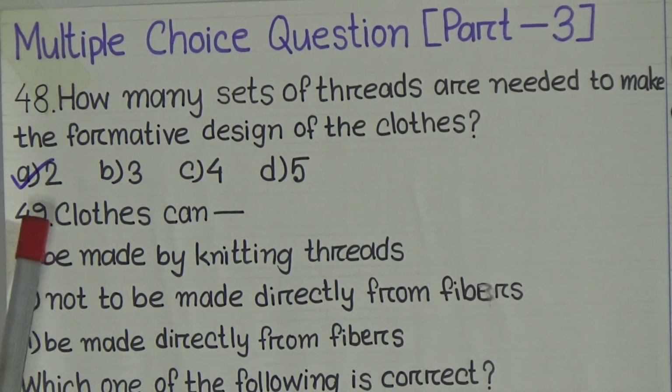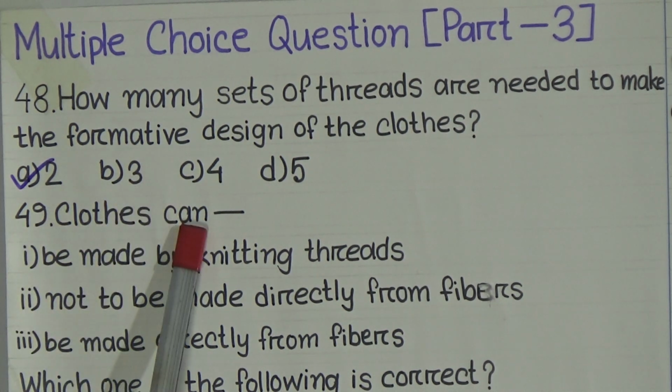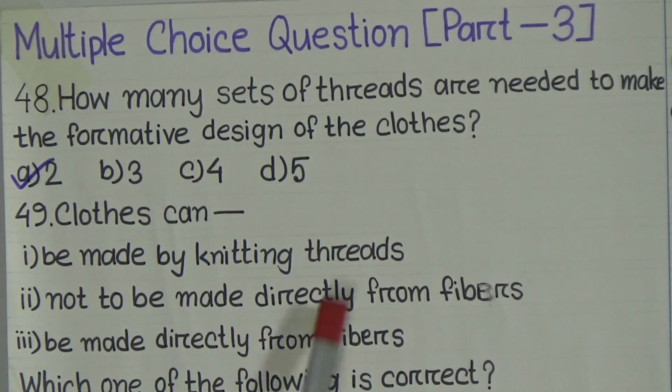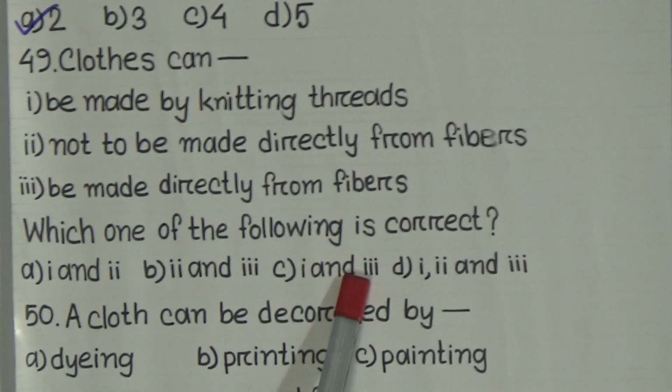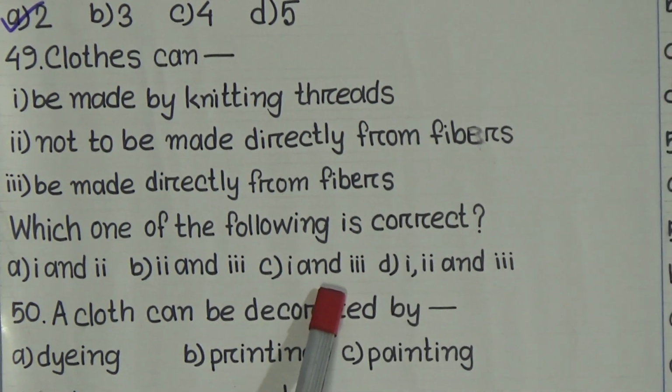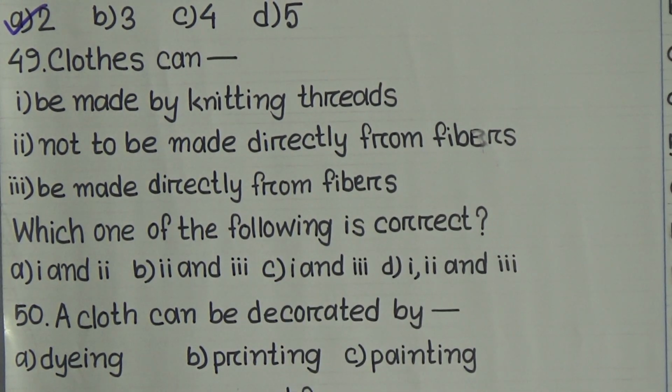Now come to question number 49. Clothes can be made by knitting threads, not to be made directly from fibers, be made directly from fibers. Which one of the following is correct? Options are 1 and 2, 2 and 3, 1 and 3, 1, 2 and 3. So can you guess which one will be correct here? Yes, option C, 1 and 3 will be our correct answer.